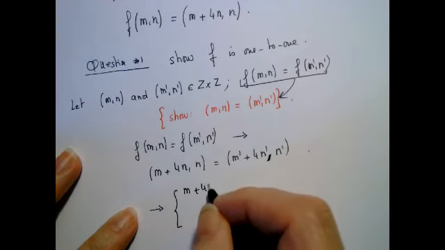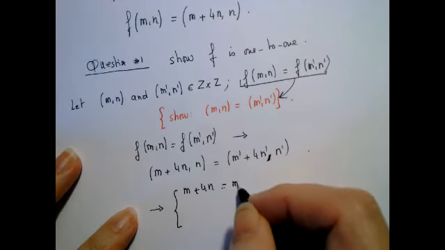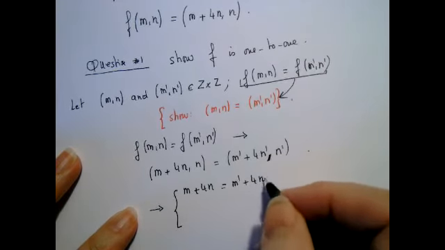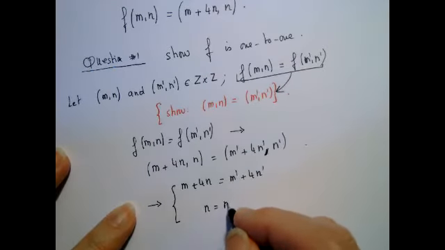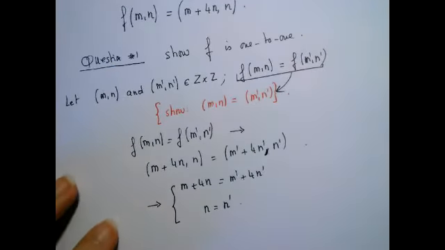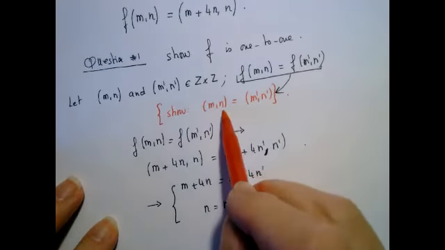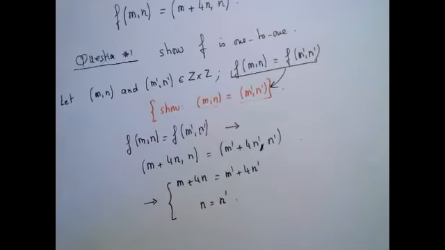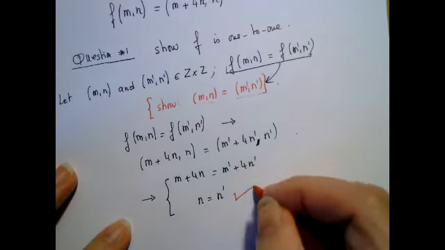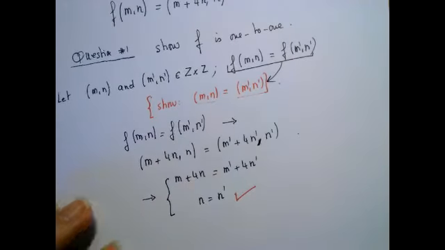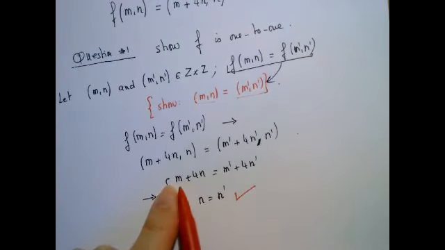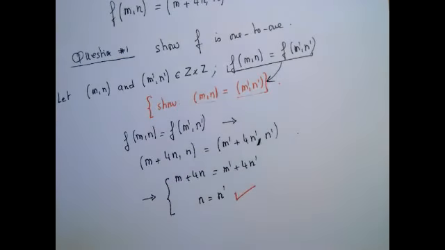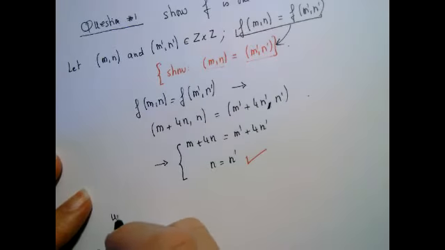m plus 4n equals m prime plus 4n prime, and n equals n prime. Remember, my goal is to show that the ordered pair (m, n) is equal to the ordered pair (m prime, n prime). So I already have n equal n prime. And now if n is equal to n prime, and I have the first equation, I can conclude m equals m prime. So we have n equal n prime.